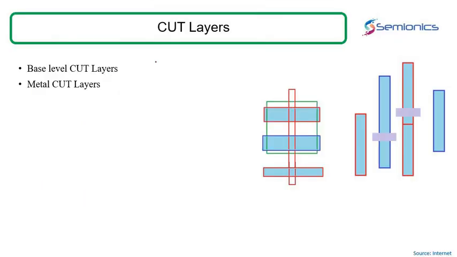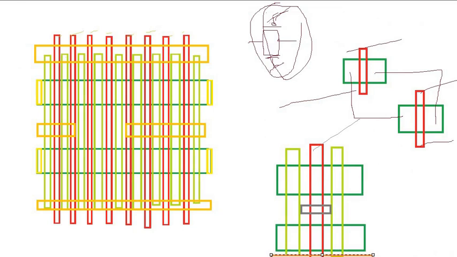Okay, so metal cut layers. Now I have spoken about base level cut layers. Now let's talk about metal cut layers. Let me just clean this up.